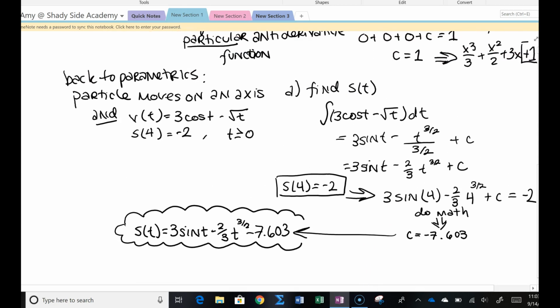Cameron, yes. I was wrong because I forgot that there's a negative on the other side. It's +5.603. All right, change your constant. Cameron found a mistake. Positive 5.603. Thank you.